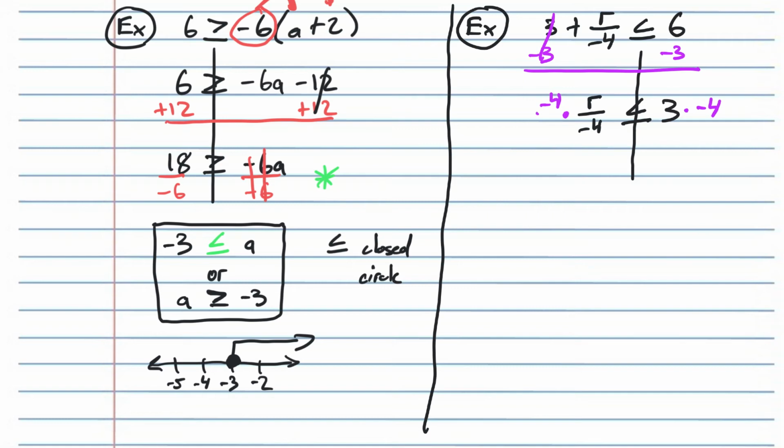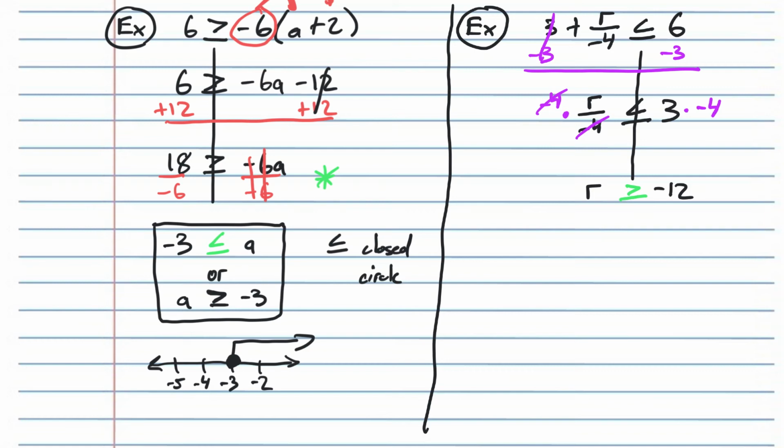Okay, so the negative 4's cancel over here, leaving just r. But we did just multiply by a negative number, which activates our rule. So our symbol flips around, and 3 times negative 4 gives you negative 12. Okay. Now this one's nice. The variable's already on the left-hand side. We don't need to flip it around again.